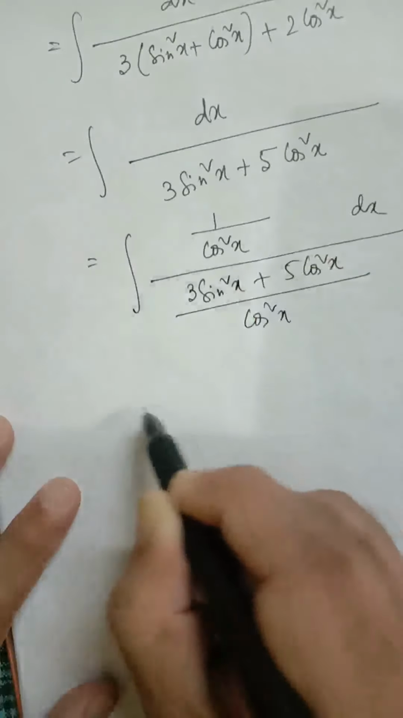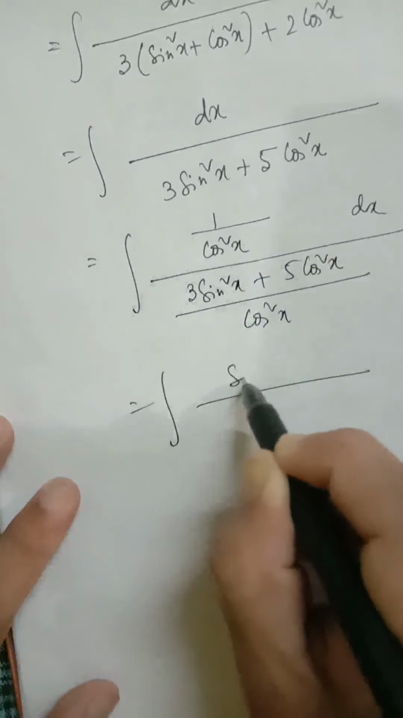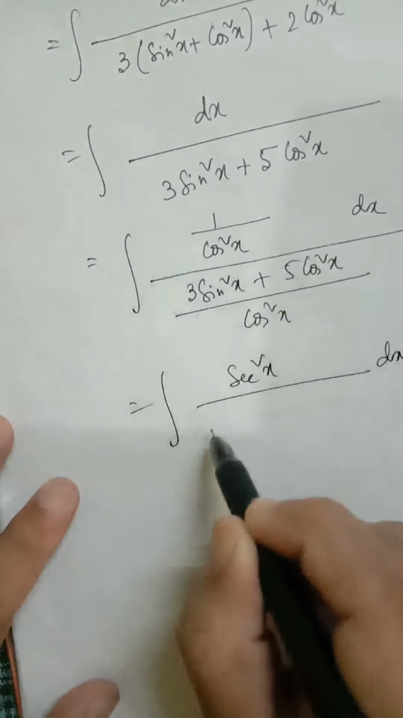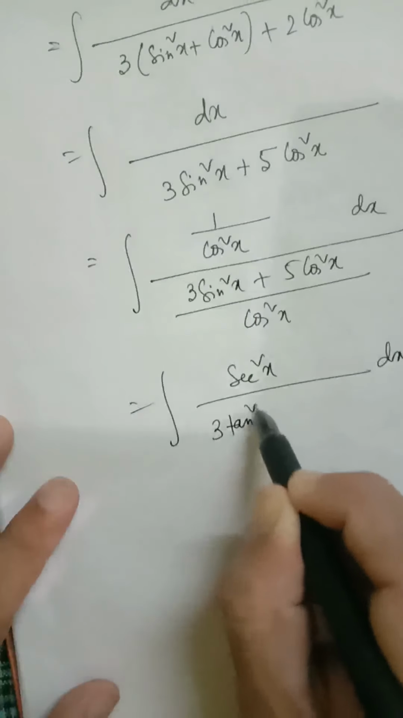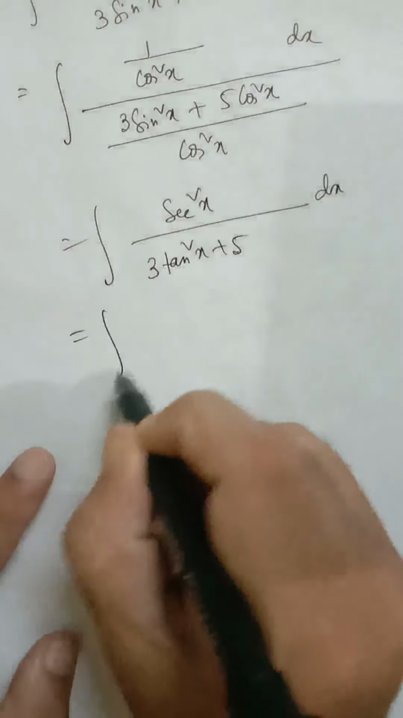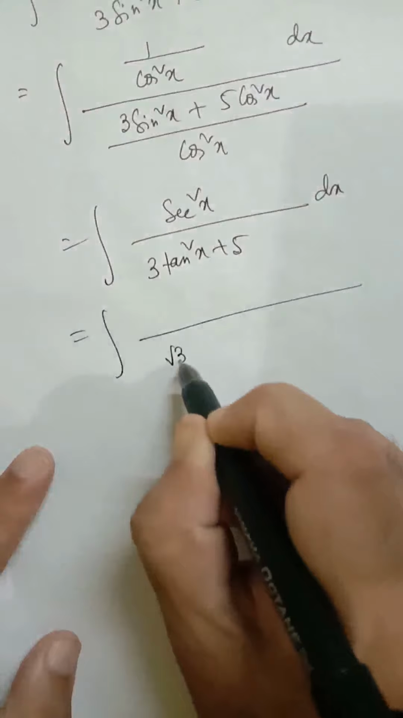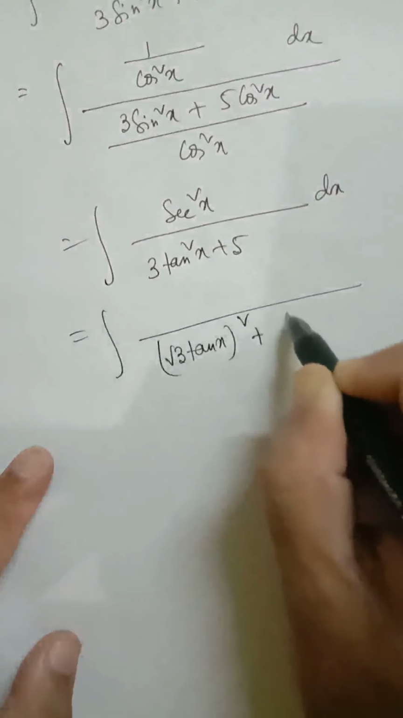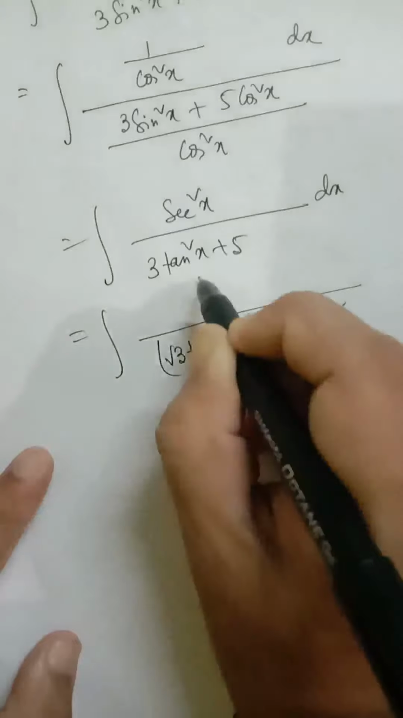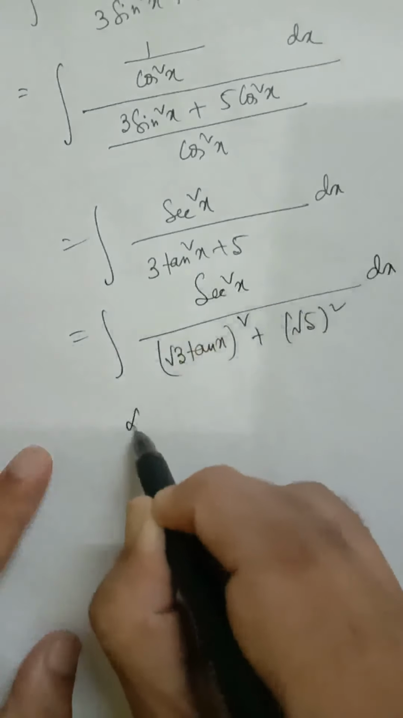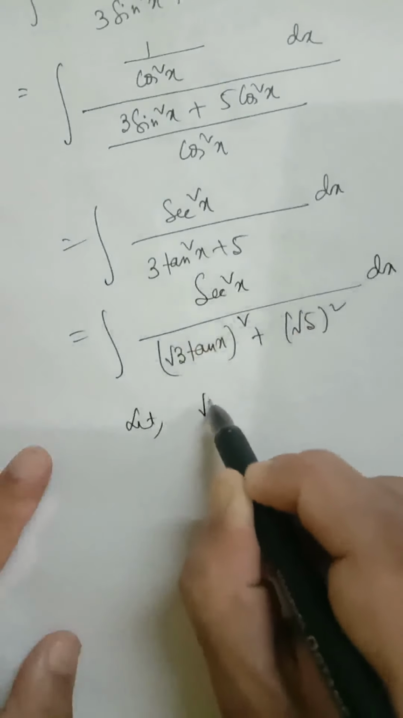Next, if we simplify, our numerator will be sec square x dx and the denominator will be 3 tan square x plus 5. Next, we will write 3 tan square x in this way: root 3 tan x whole square plus root 5 whole square. Next, we will put root 3 tan x equal to t.